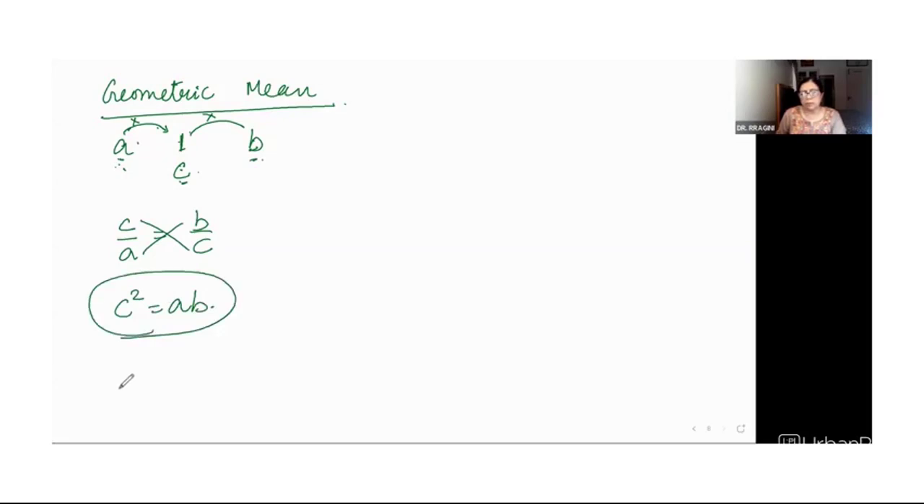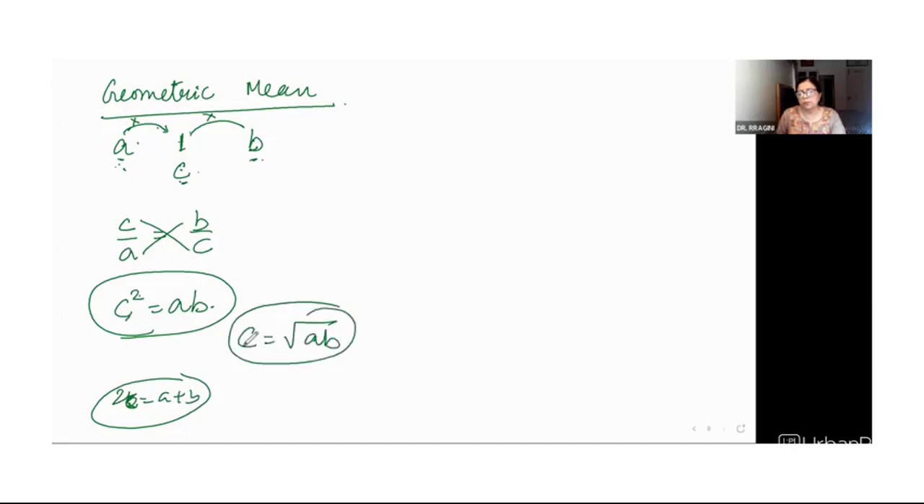Remember this formula. In AP, in AMs, we have 2C is equal to A plus B. Here C square is AB. So what is the geometric mean? C. These formulae you will be remembering. Geometric mean between two numbers is square root of the product of those two numbers. Geometric mean C between two numbers A and B is square root of the product of those two numbers. So this was the case when we had only two numbers.